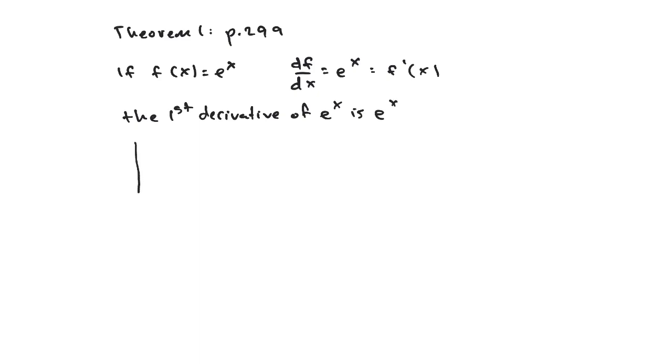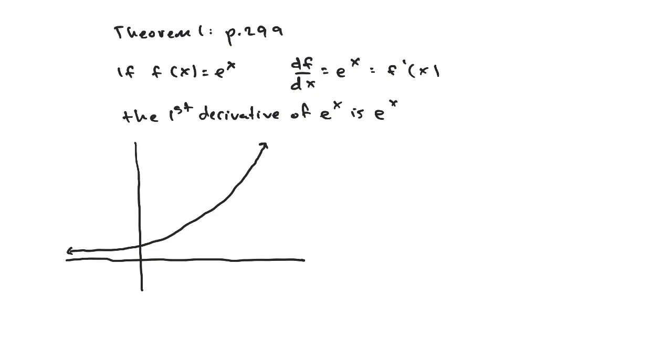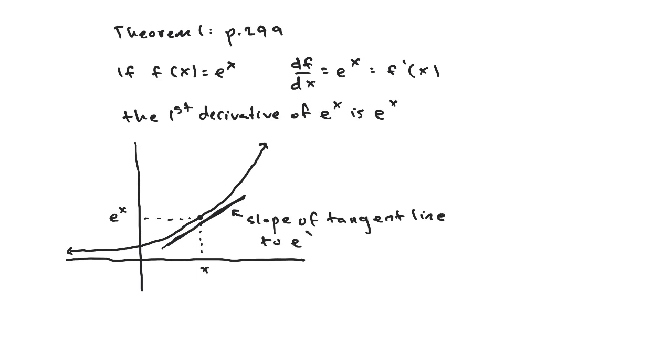And one way we can think about this is if we look at a graph of e to the x, which is going to be exponential growth, because e is a number that's bigger than 1, then what we'll find is that at any particular value, let's say this is our x, and this is e to the x, the slope of the tangent line, which we know is f prime of x, is going to be the same as the function value at that particular point. So the slope of the tangent line to e to the x at x is the value of e to the x.